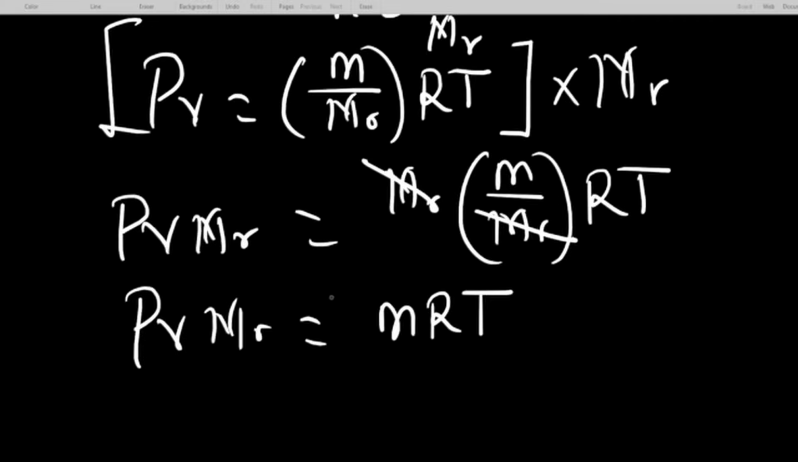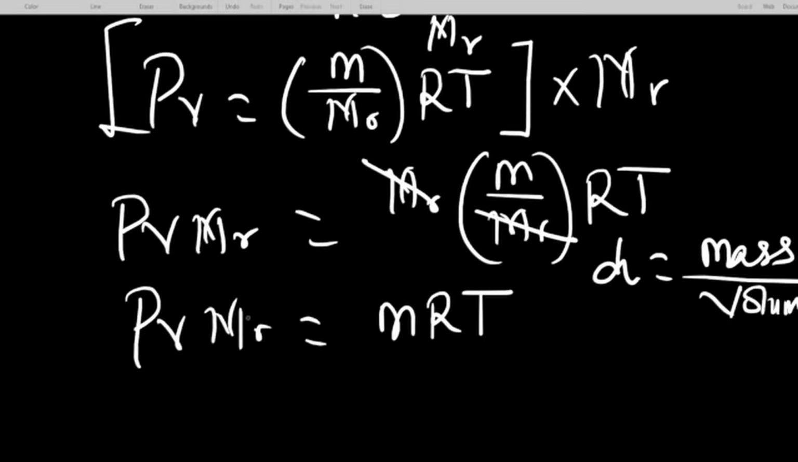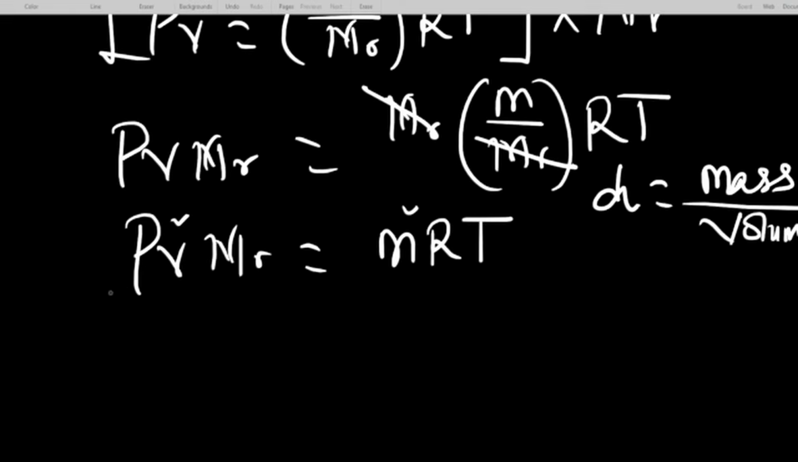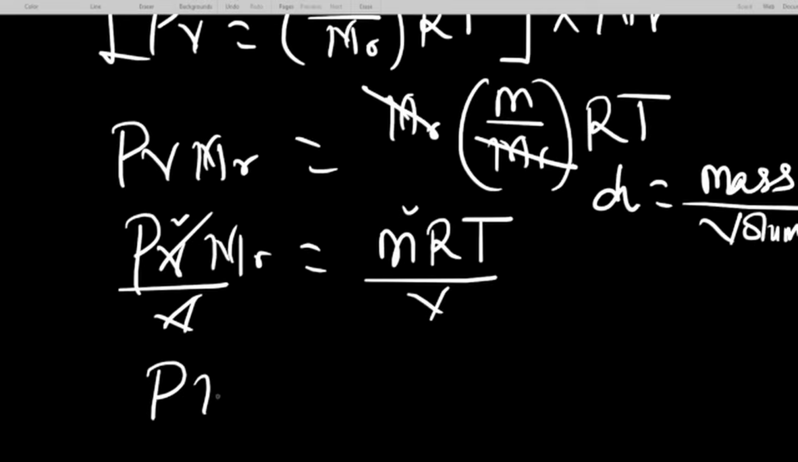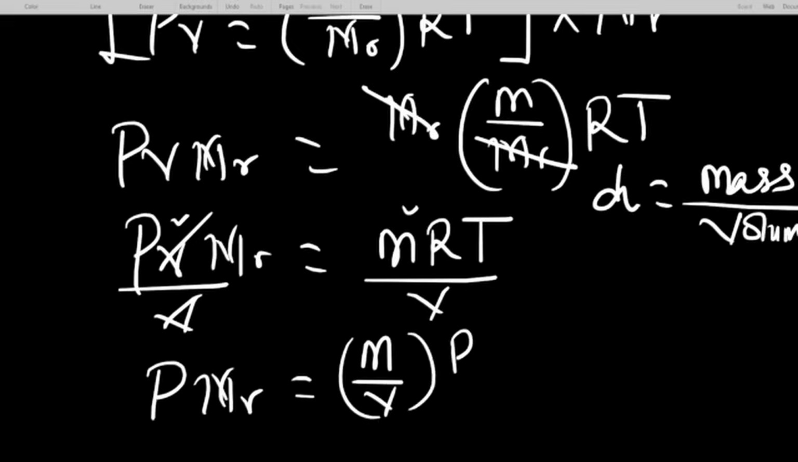Now remember we're looking for density, right? We know that density is equal to mass over volume. And luckily we have volume here, and we also have mass here. So we simply divide both sides by V. This V cancels out with this, and we are left with P Mr is equal to, now I'm going to rearrange this to be m over V, then multiplied by RT.